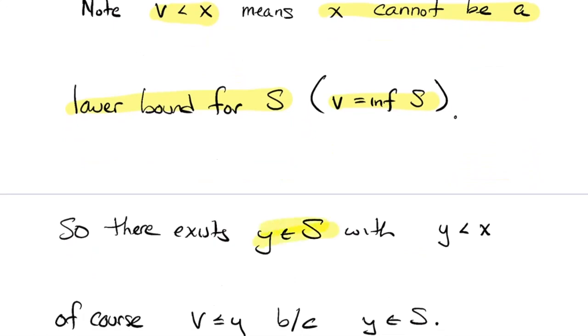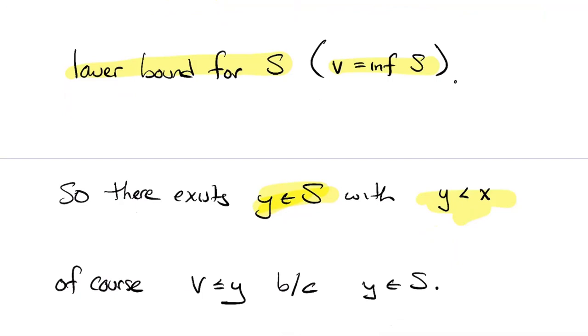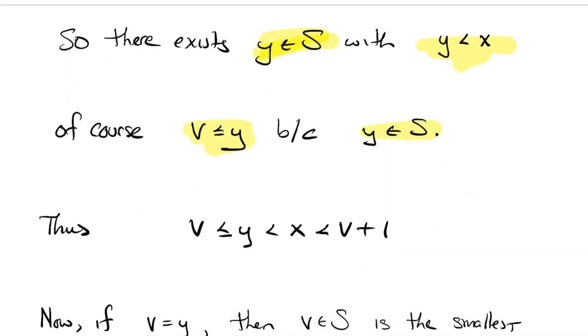V is the infimum. Okay, so what does that mean? Well, that must mean there's some element Y, and Y belongs to S, but it's less than X, because X can't be a lower bound for the set S. There has to be something in S that's smaller than it. This element Y is in S, so it's certainly at least as big as V. In fact, it's strictly bigger than V, because we're in this case assuming that V is not an element of S. But still, I'll just leave the inequality like that. Okay, so what have we got then? We've got this element Y. It's strictly less than our element X, and that strict inequality is between V and V plus 1.